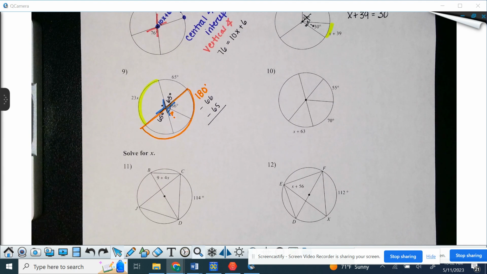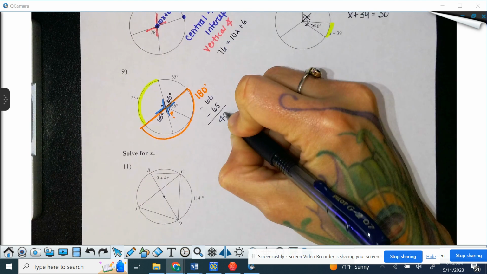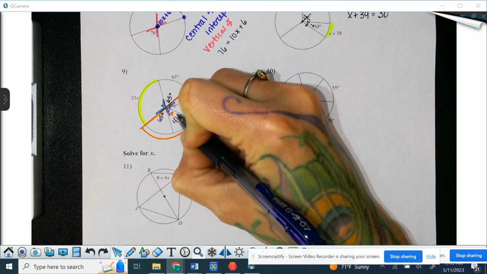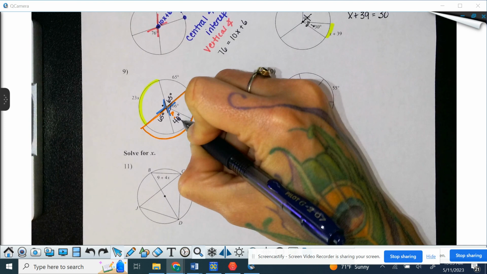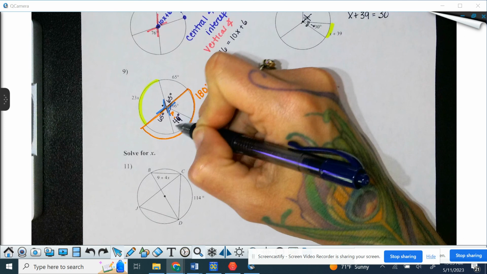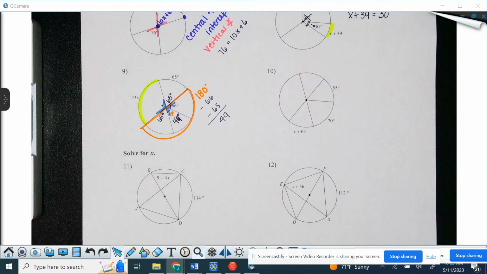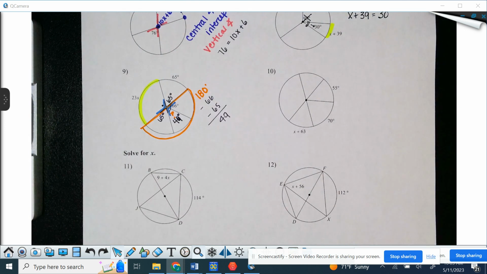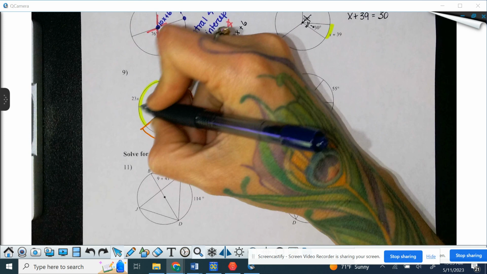and you get 49. Which means this little angle is 49 degrees. Oh, I just wrote a 6. I made that up. 49 degrees. So then these two angles are 49 plus 66, which is 115, which means this angle is 115.